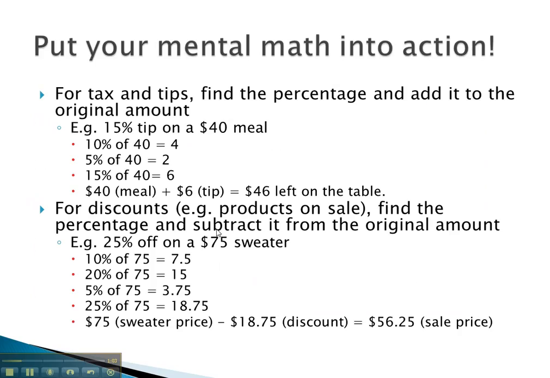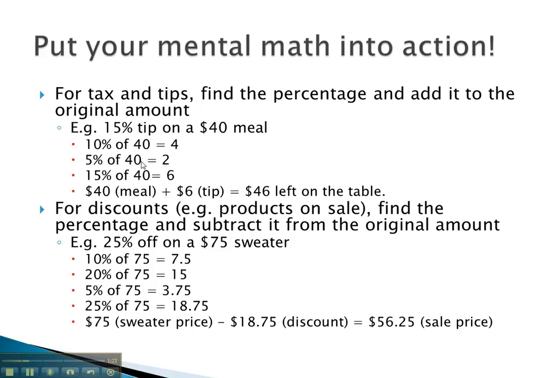Now, let's put mental math into action. So for tax and tips, you find the percentage and you add it to the original amount. Okay, tax and tips cost you extra, so it's added on, right? So for example, a 15% tip on a $40 meal. Find 10% of 40, that's 4.